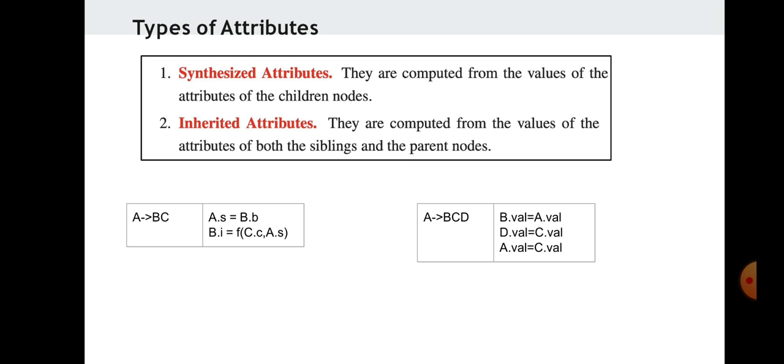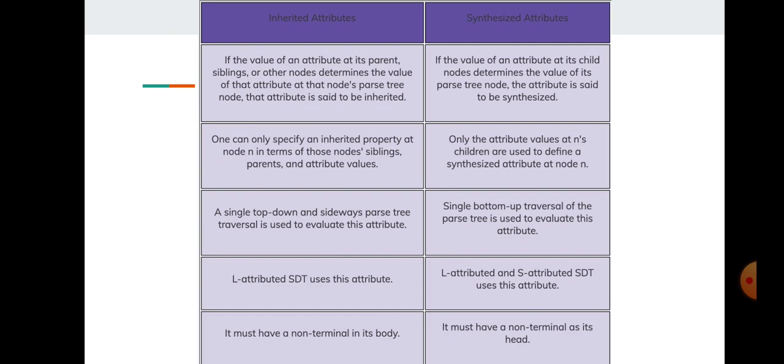But if the child node derives from its own children, that is not accepted in the inherited attribute, because that one is accepted by the synthesized attribute. So in the third expression, A dot val is equal to C dot val. Here the child node C dot val derives the root node A, so in that case, this is known as a synthesized attribute.